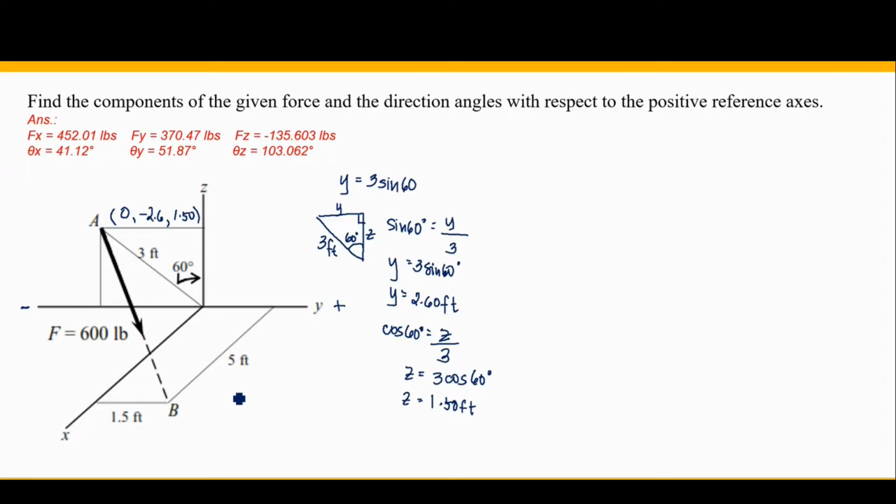Okay? And then for our point B, x, y, z again. For x, we have this one, the distance from the origin, 5 feet. For the y-axis, from the origin going to point B, we have 1.5. And then for the z-axis, we have 0. Okay, next, we now have point A and point B.